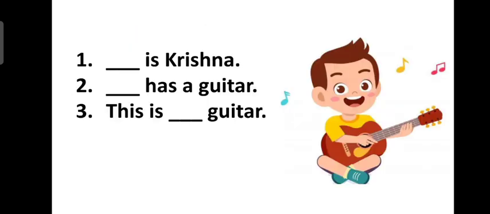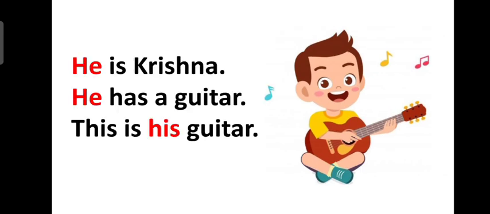So, next. Look at the picture. There is a boy and we use he with boy. Remember? Yes. We use he with boy and the possessive pronoun of he is his. So the answer is he is Krishna. वह कृष्णा है. He has a guitar. उसके पास गिटार है. This is his guitar. Very good. I really hope you all understood very well.